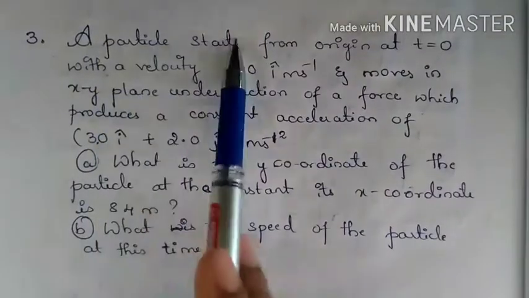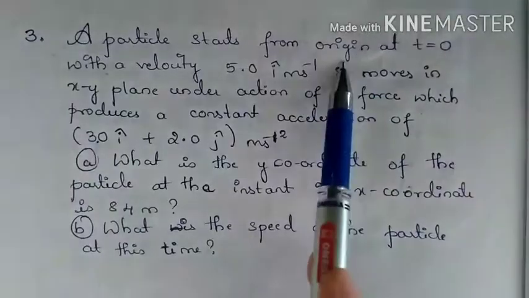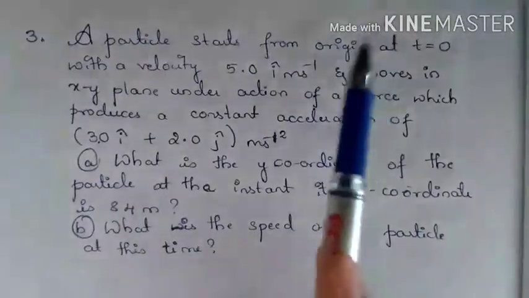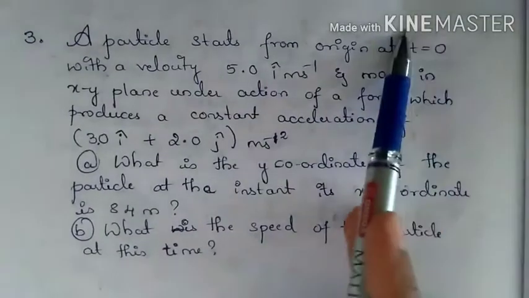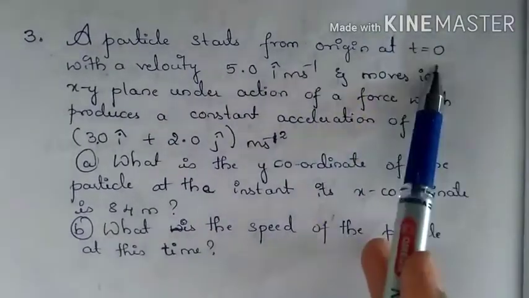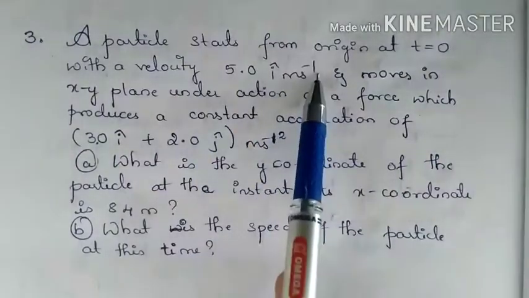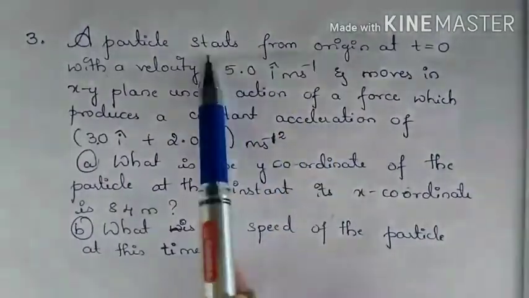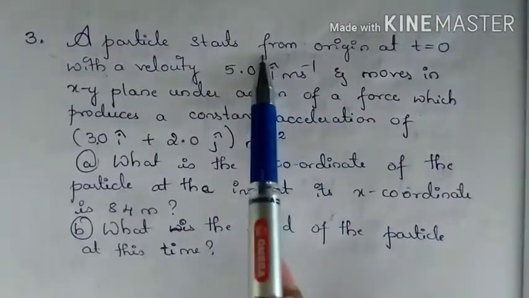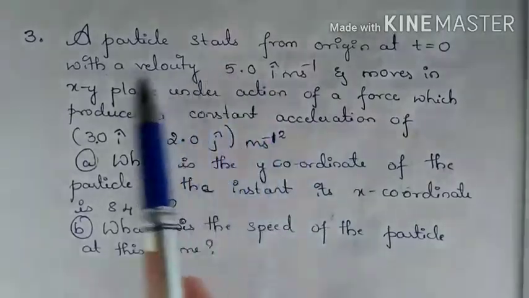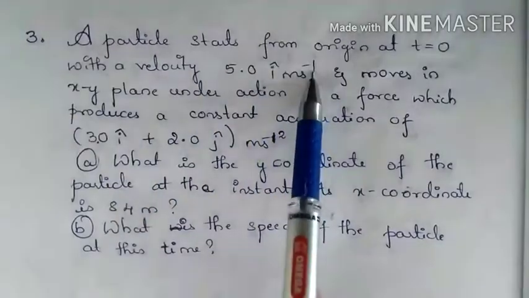A particle starts from origin. So at origin, the x coordinate and y coordinate are 0, and time t is equal to 0. So at the origin the time is 0, with the velocity 5 meters per second. So velocity is in which direction? X direction, because you have i cap. So velocity is 5.0 i cap meters per second.